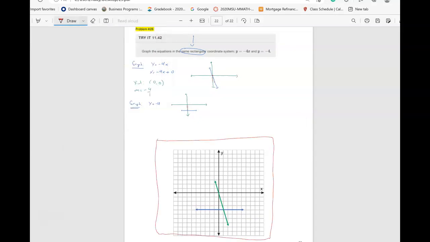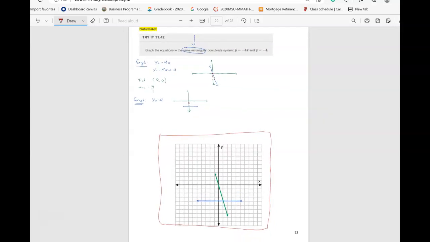They're asking for both of the lines on the same plane. It would just be a little bit difficult for me to use this software and put them on the same plane. So here you have the second one, horizontal line at negative 4, 1, 2, 3, 4. And then the first one passes through the origin, 4 units down and 1 unit to the right. That's pretty much it for this one. The problem is asking for basic sketches, so I tried to use software to graph these two. That's actually it.